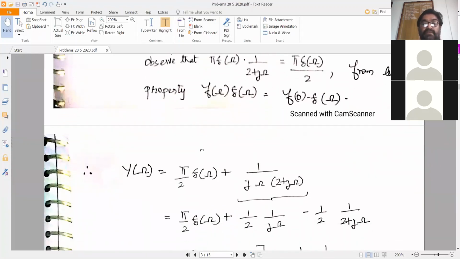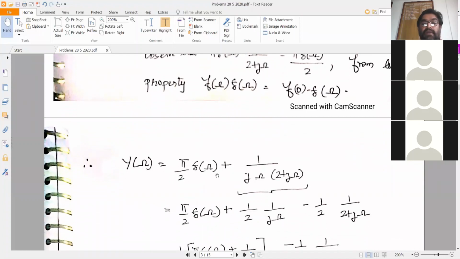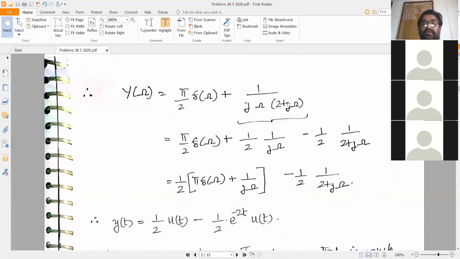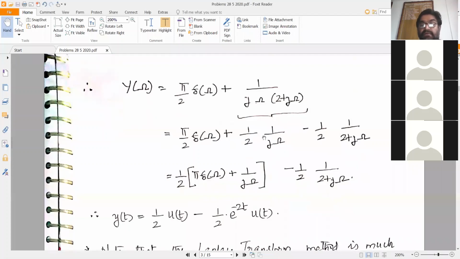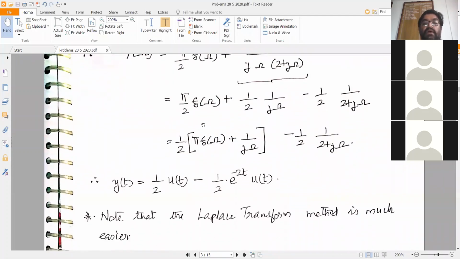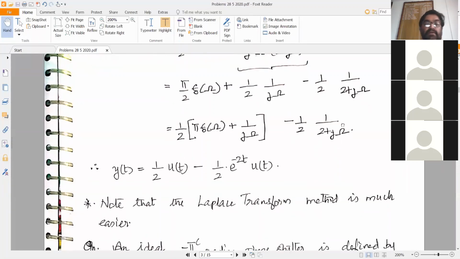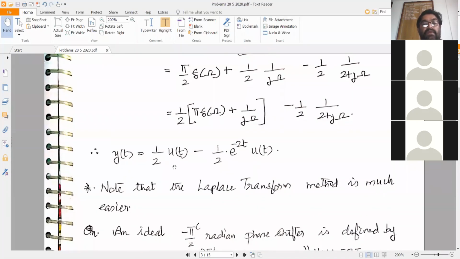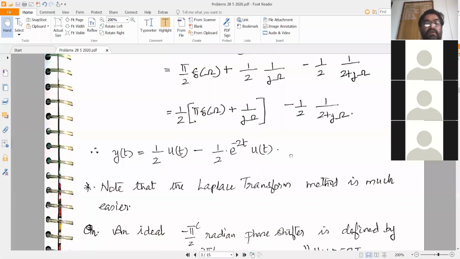So Y of omega is therefore pi delta omega by 2 plus 1 by j omega into 2 plus j omega, which you partial factorize. So that part I will not solve here. And now I can group pi delta omega plus 1 by j omega and take 1 by 2 outside, and minus 1 by 2 into 1 by 2 plus j omega. So this will yield y of t is equal to 1 by 2 into u of t minus 1 by 2 into e raised to minus 2t into u of t.